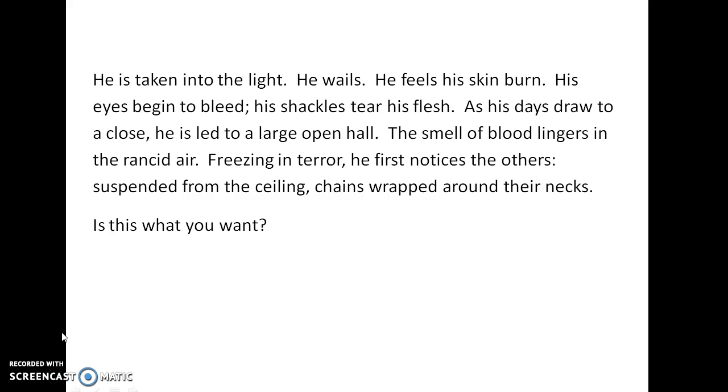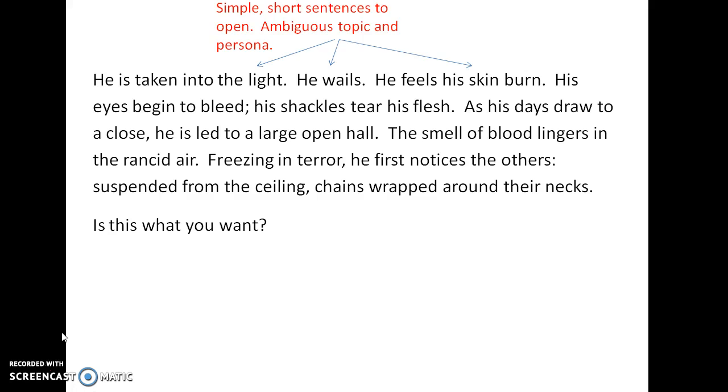What I've got here are a range of sentence types, techniques and punctuation. So you can see with my opening, I started with some really simple short sentences. The topic at the moment is ambiguous and the persona of "he" is also ambiguous. If I hadn't told you it was about eating meat, then you wouldn't necessarily know from reading this section. You can see that I've used a semicolon there, just to prove that I can do it.